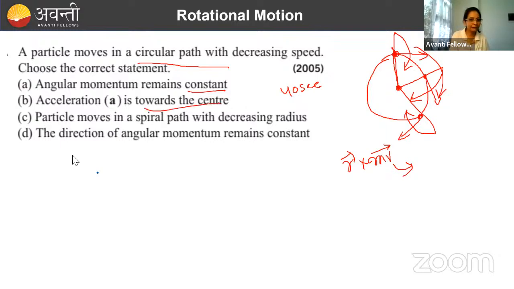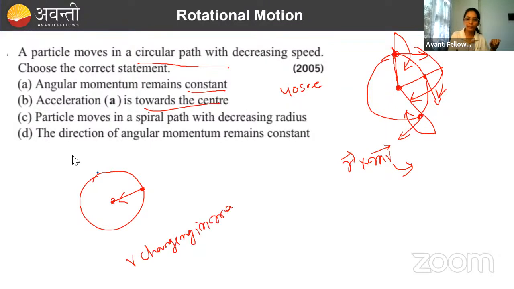Acceleration A is towards the center? How will it be? Recall circular motion. If it is moving with uniform speed, there will be only one acceleration, that is centripetal, so acceleration will be towards the center. If velocity is changing in magnitude, it will have tangential acceleration also. Net acceleration will be somewhere here, from A centripetal and A tangential, not towards the center. So it is wrong.